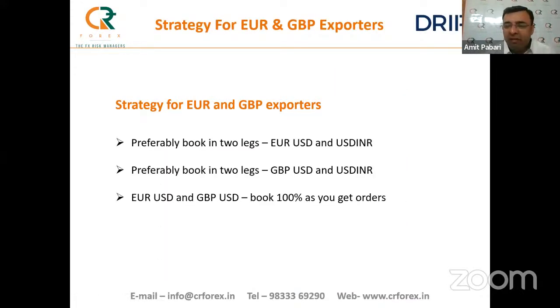Preferably, if you have a receivable in euro and pound, there are two things you have to do. First, preferably book in 2 legs. That means book EUR/USD on one leg. Second, book USD/INR afterwards. First book EUR/USD at the current level, and USD/INR, if it goes up, then you book. Similarly with GBP/USD also, you book at the current level and USD/INR after some time. Because if the dollar index goes up, the dollar rupee pair will also go up.